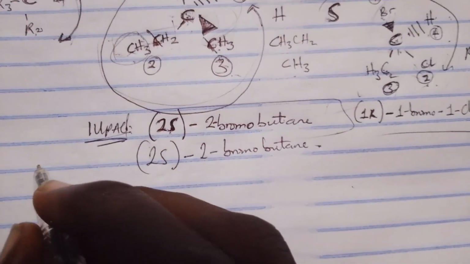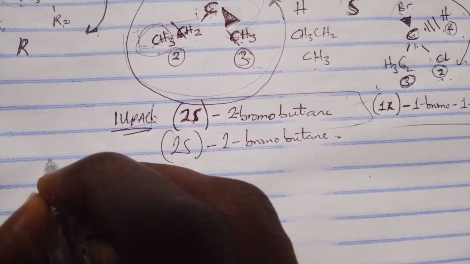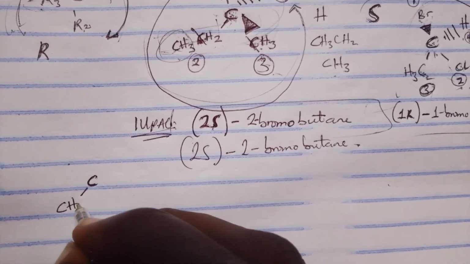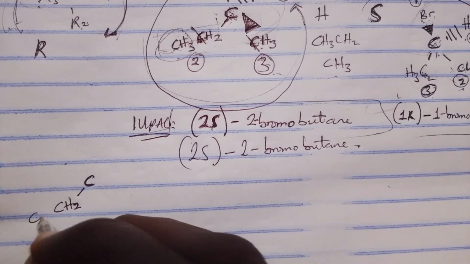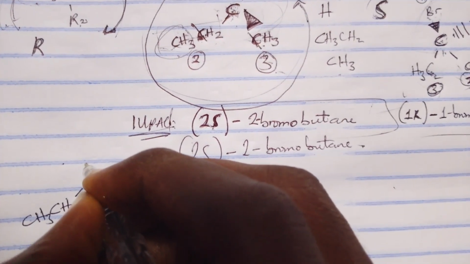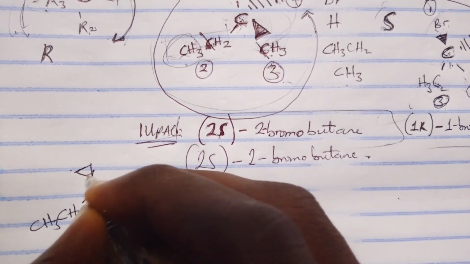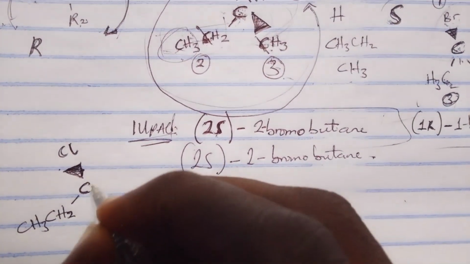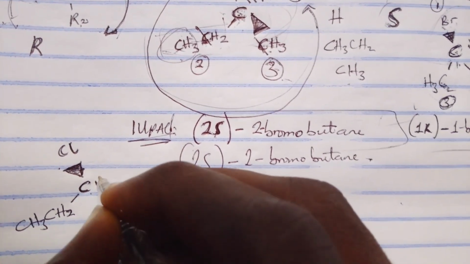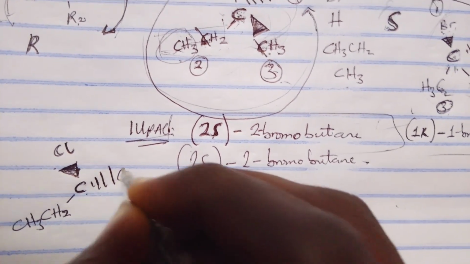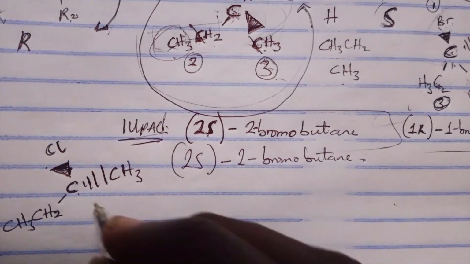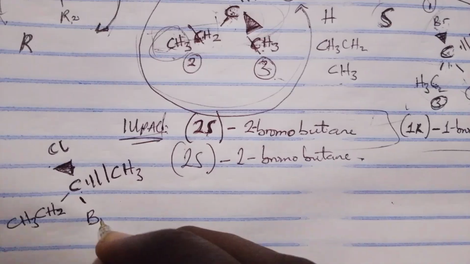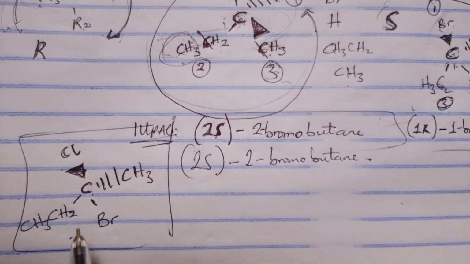So let me give you something to do. Name this compound here. If you have something of this nature, CH2, then CH3. Let's say we have chlorine here, and we have something of this nature here, and we have something like this here. Just name this compound and put your answer in the comment section.